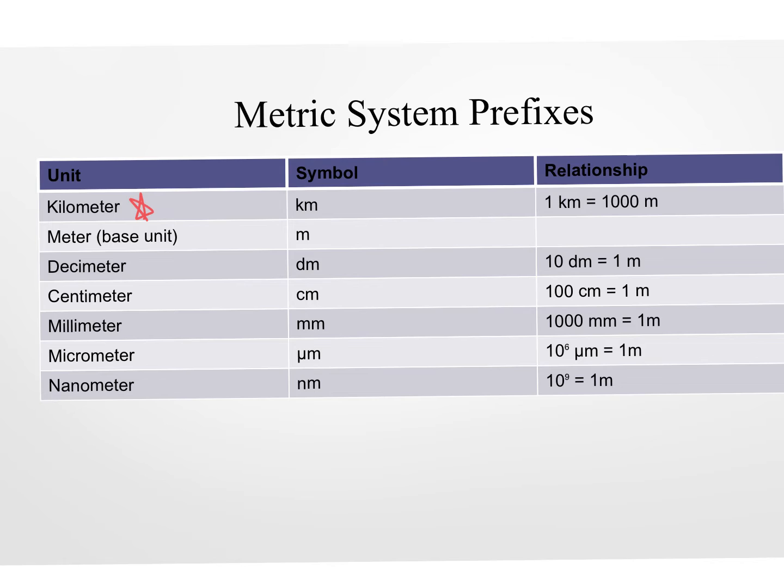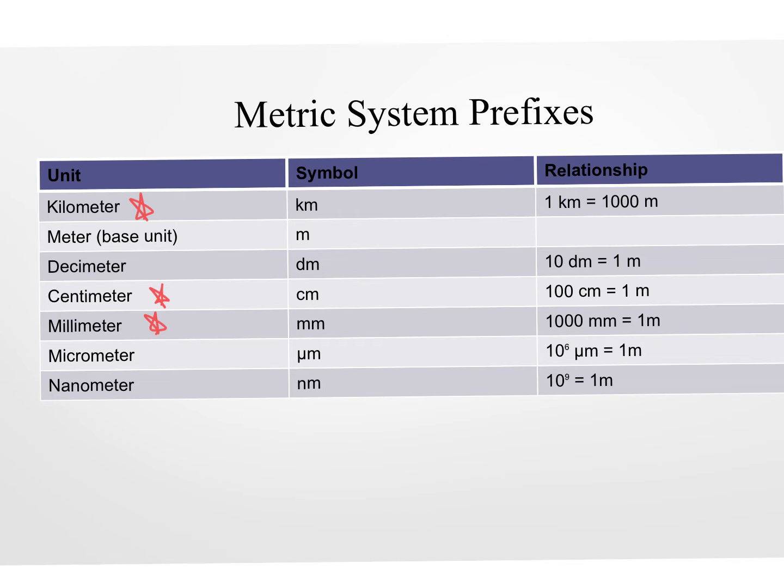So one of them is kilometer. The symbol for kilometer is just lowercase k, lowercase m. And then I also want you to know the relationship. So you need to know that for every 1 kilometer, there's 1,000 meters. The next one I want you to know is centimeters. Centimeter is just lowercase c, lowercase m. What does the prefix centi mean? 100, okay? So if you can remember that, then the relationship is easy to remember. There's 100 centimeters in a meter.